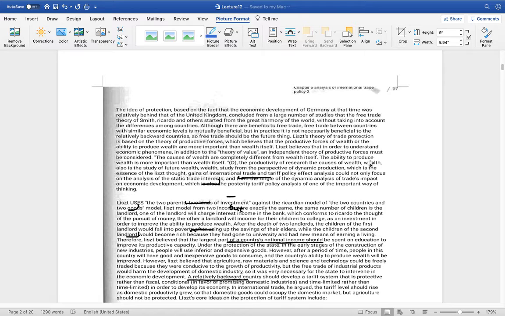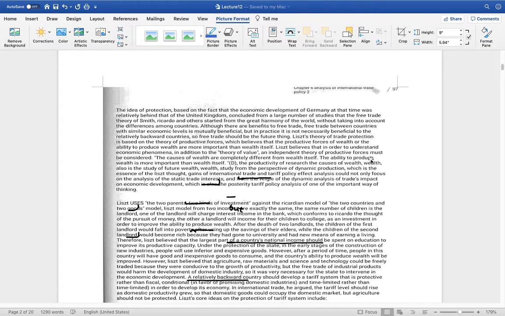and the tariff policy effect analysis not only focus on the analysis of static interest, but analyze the trade's impact on development from a dynamic angle, which is an important way of thinking of the followers on tariff policy analysis.